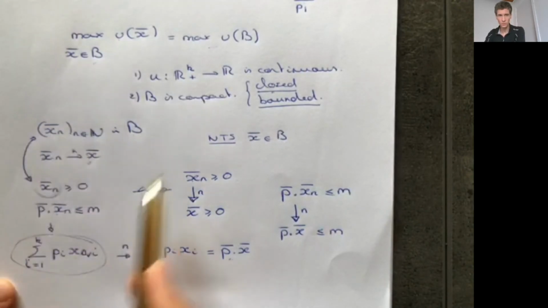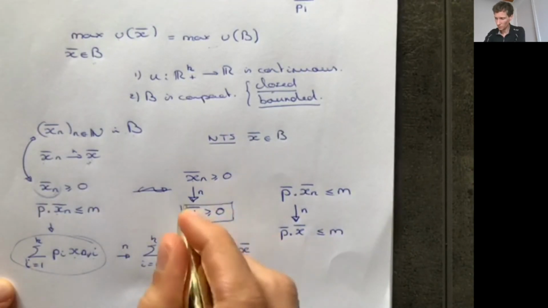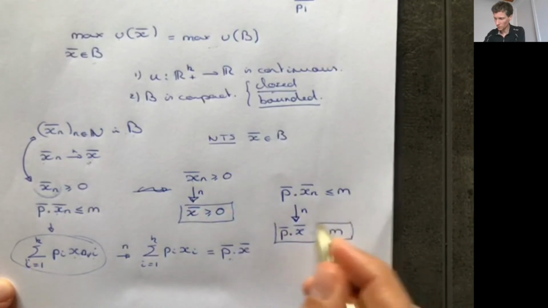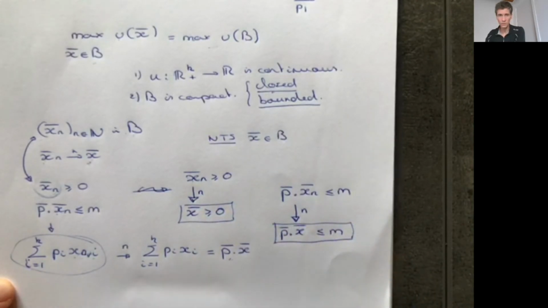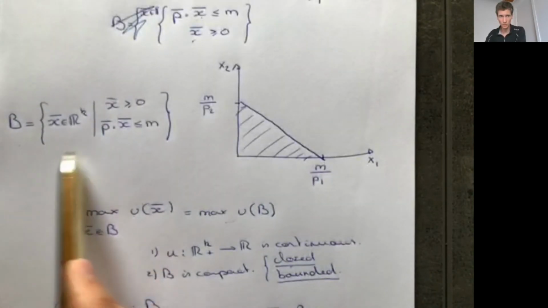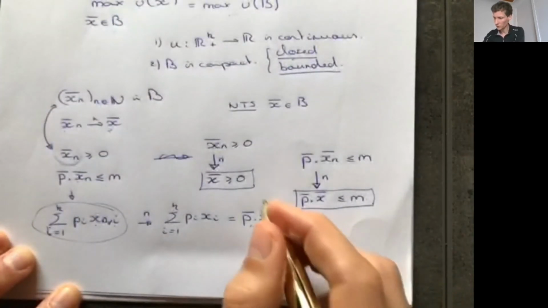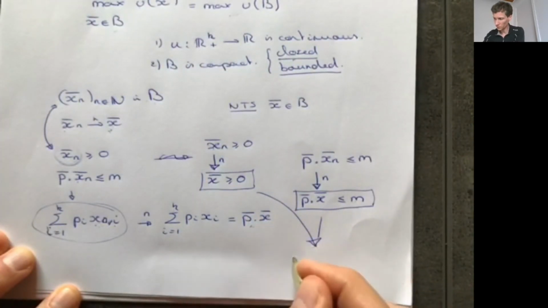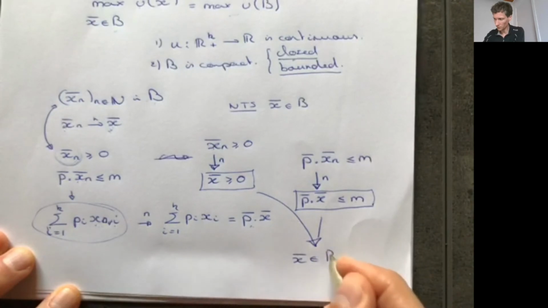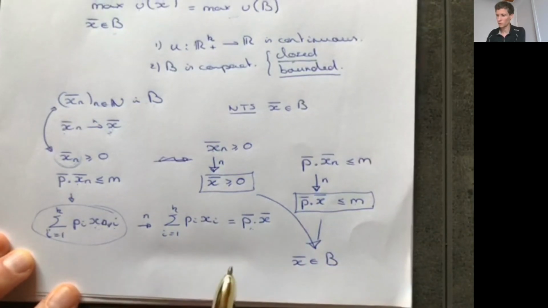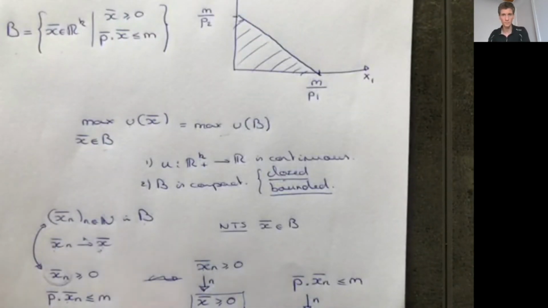So this argument shows that the limiting bundle is greater or equal to 0, and the price times the limiting bundle is less or equal to m. If you look at the definition of the budget set, from these two things it follows that the limiting bundle is in B, so B is a closed set.